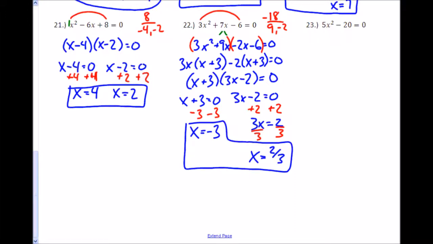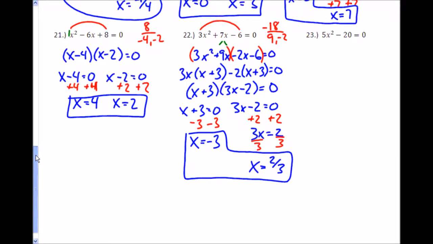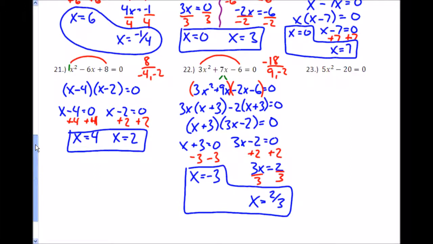Okay? For this last one, the first thing I want to do is always take care of the greatest common factor. And in this case, instead of having to just factor out the greatest common factor, since it's an equation, I could just divide each side by 5. And when I do that, that leaves me with x squared minus 4 equals 0. Well, now x squared minus 4 is a difference of squares, which means it's going to factor into conjugates, x plus 2 and x minus 2.